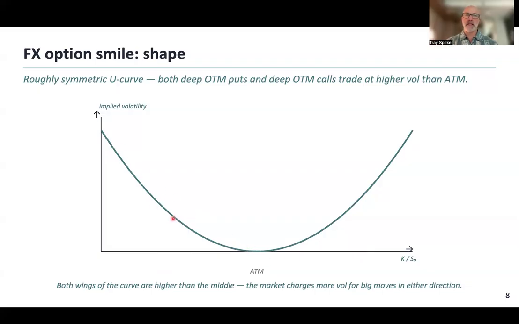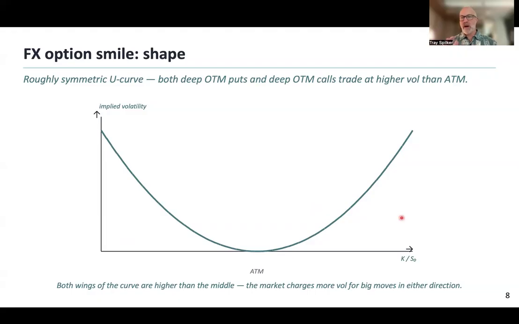Higher implied volatility on the left side, higher implied volatility on the right side, and lower in the middle. And this symmetry makes some sense intuitively, right? There's no obvious reason, for example, that a sharp dollar-yen move should be more likely up or down, because currency pairs are relative prices, and a big move down for one side of the pair is a big move up for the other side.